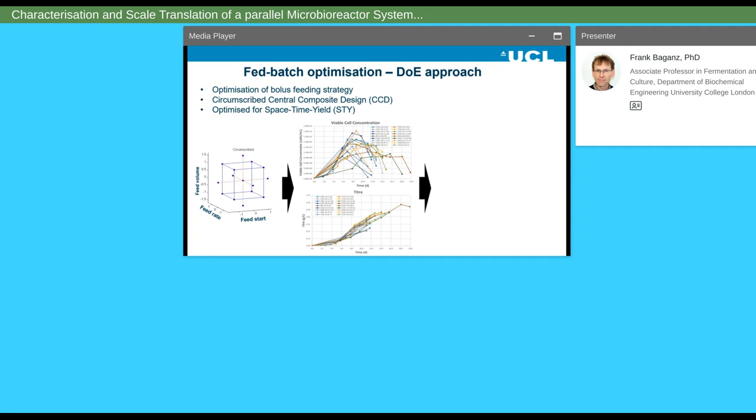This resulted in 20 runs in total, performed in a single experiment. The feeding regime was optimized for the space-time yield instead of the final titer in order to avoid a bias towards long process run times. The contour plot here shows the optimal space-time yield was captured within the investigated design space. The optimal value of 71 milligrams per day and liter was predicted for a feed start after 5 days and a total feed volume of 64% that was divided into 6 bolus additions.